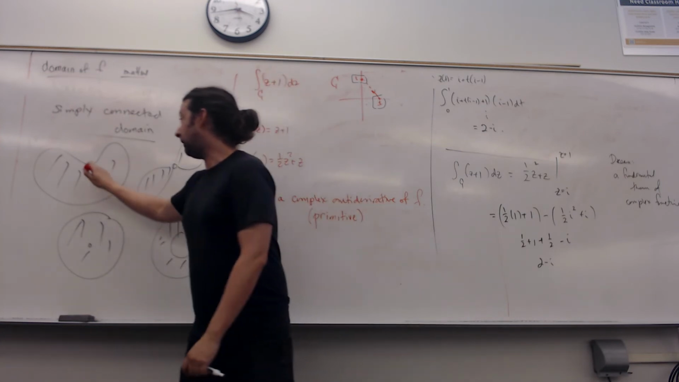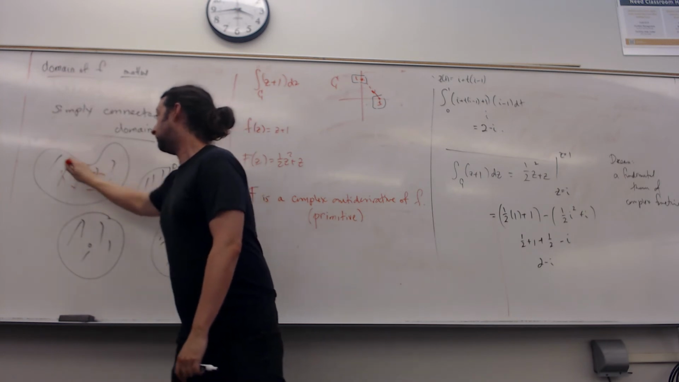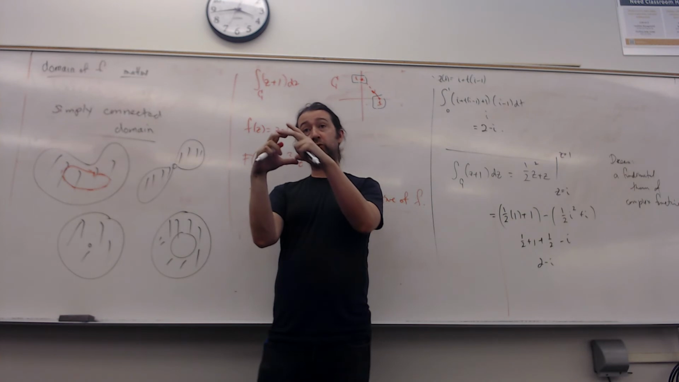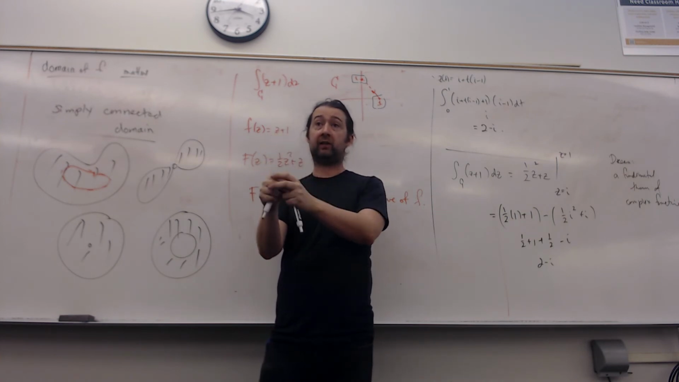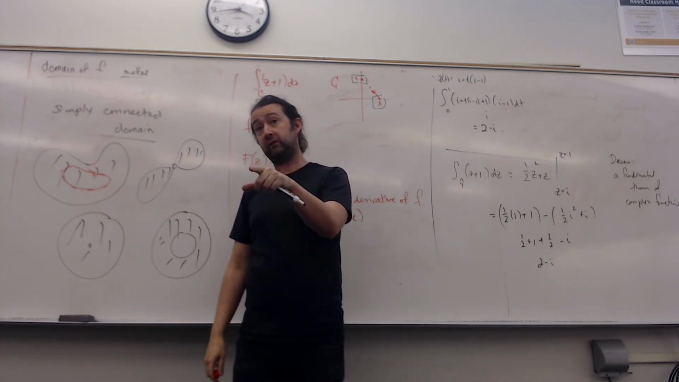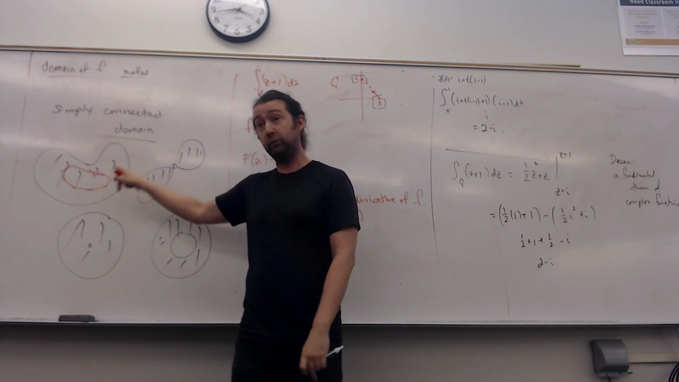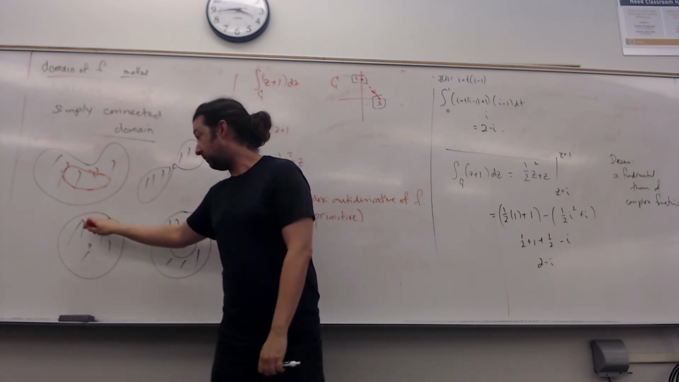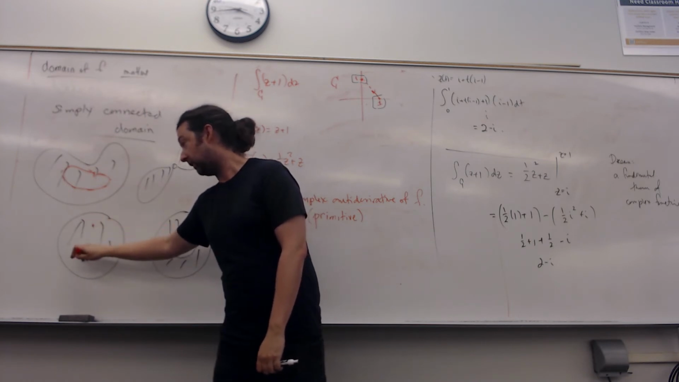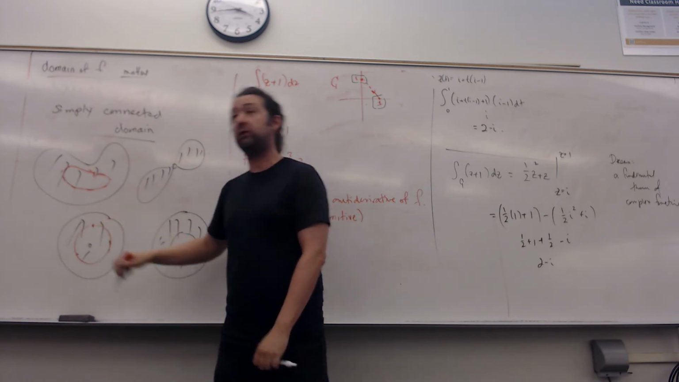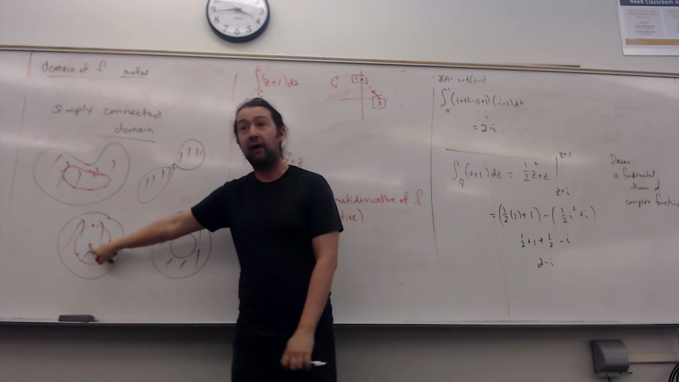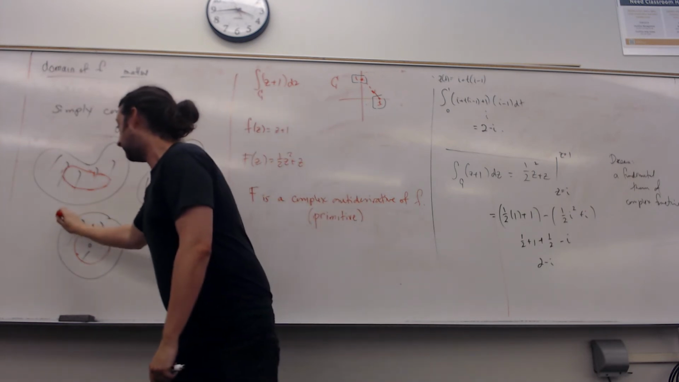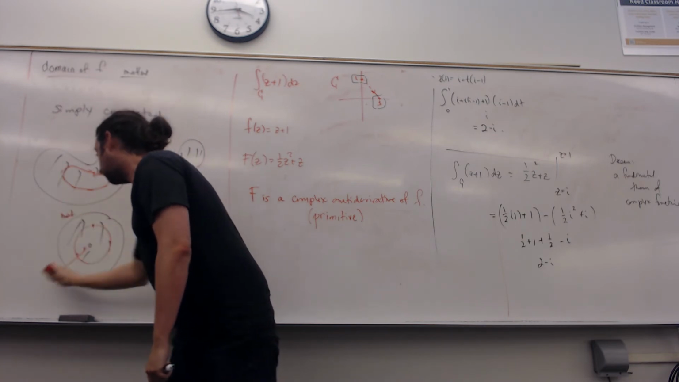So if I draw any loop inside this set, can I deform that loop to a single point without leaving the set? This is what makes it better than just path connected. It's a loop connection. This set is path connected because any point in the set can be connected to any other point in the set, but there's loops you can draw in here that you can't bring to a point without passing out of the set to do it. So this is not simply connected. This one is not because there's a hole in here.